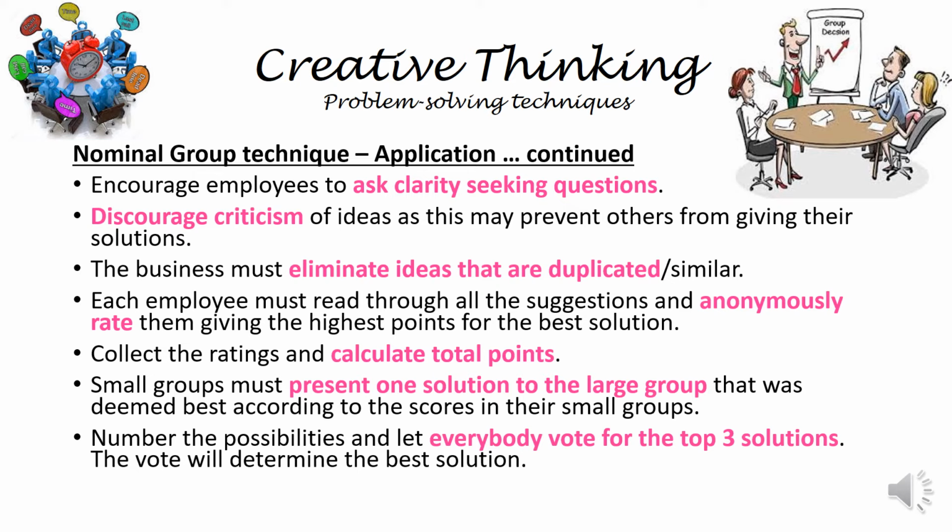Then in the larger group, obviously we're again going to number the possibilities. So we're going to come up with each small group. If there were 10 small groups, then there are going to be 10 answers now. Each group presents their best idea. And then everybody is going to vote for the top 3 solutions. And then through a democratic vote, the best solution will be determined by that vote.